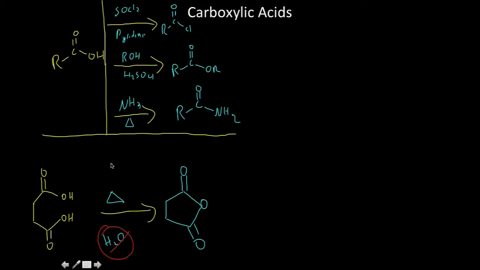But what's interesting also is that if I apply heat to a structure like this, I can end up getting a cyclic anhydride, which I think is quite interesting, since I can do a dehydration reaction essentially by just adding a lot of heat. So let's talk about each and every one of these.